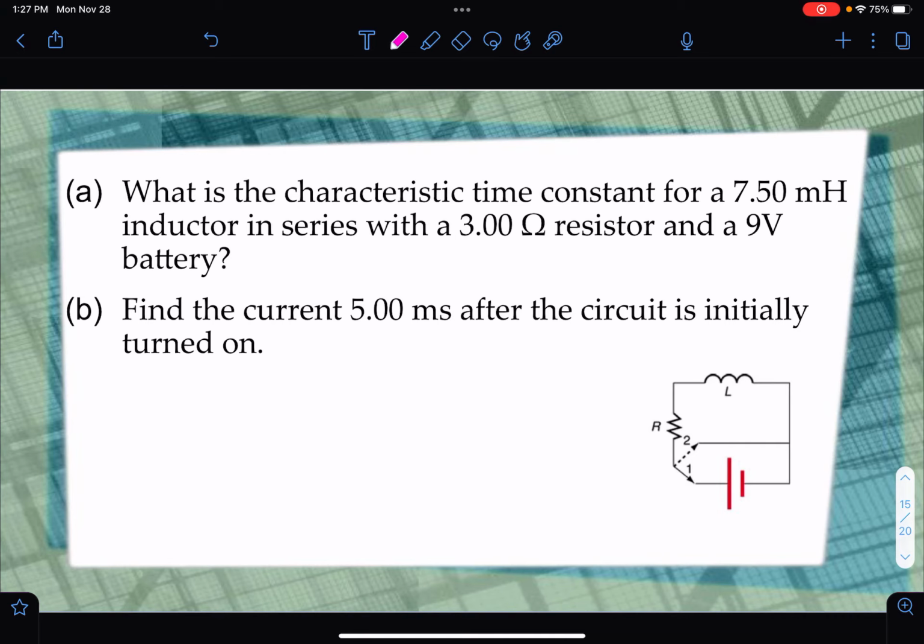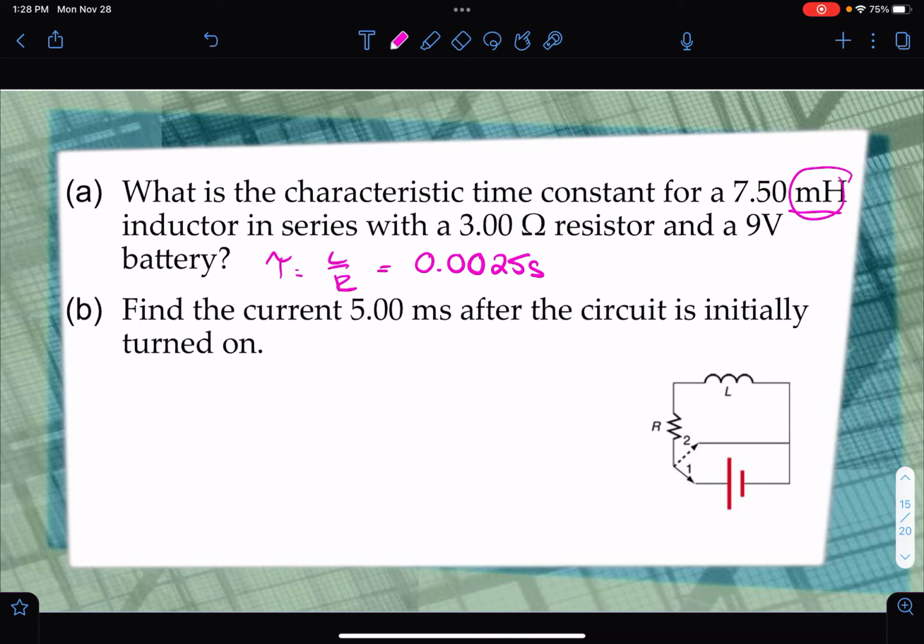All right, this next question, we're looking at a circuit. What is the characteristic time constant for a 7.5 millihenry inductor with a 3 ohm resistor and a 9 volt battery? At first, if it's just asking for our time constant, we don't actually need the voltage, but that may be required later. So you can just do your time constant, which is L over R. You plug in, make sure you change that to regular henries, divided by 3 ohms, and we end up with 0.0025 seconds or 2.5 milliseconds.